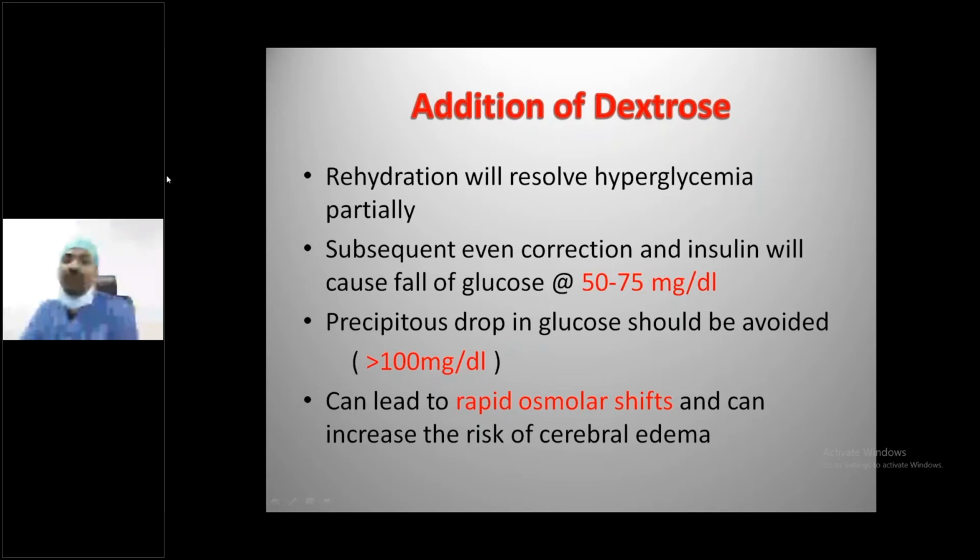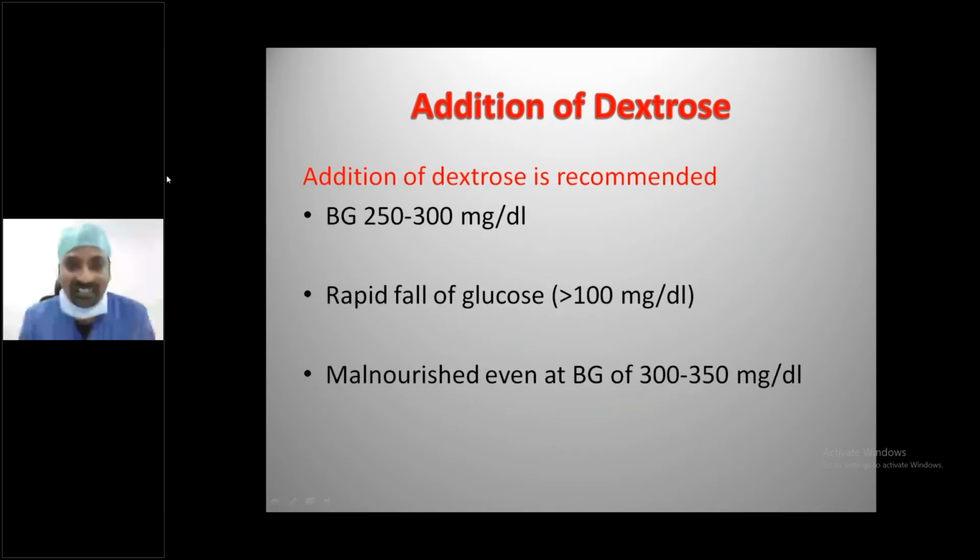So what are the indications? What is the ideal time to add dextrose into the fluid regimen? Whenever the blood glucose drops to 250 to 300 mg per deciliter, that is the time when you add dextrose. And if you see a rapid fall of glucose, that is more than 100 mg per deciliter, then addition of dextrose is recommended. Even in malnourished children, even at blood glucose levels of 300 to 350 mg per deciliter, addition of dextrose is recommended in the fluid regimen.